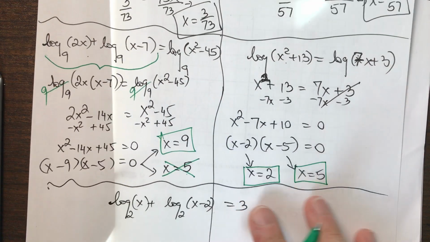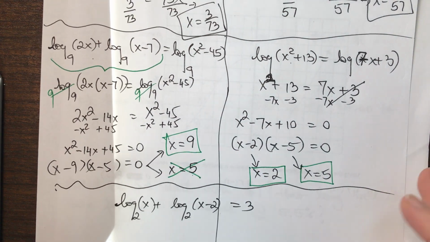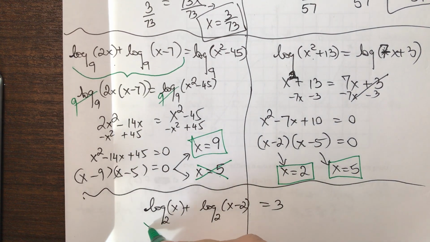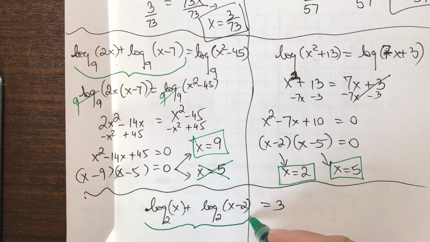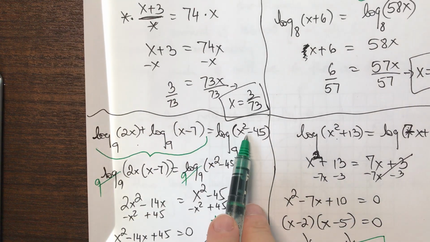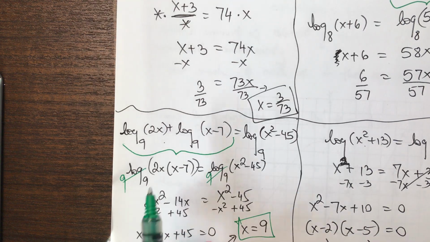But we checked and we know we did a fine job on this. All right, last one. Same thing. I have a log plus a log. You need to combine the logs, right? Again, you can't just drop all of these logs. It doesn't work that way. When can you drop the log?